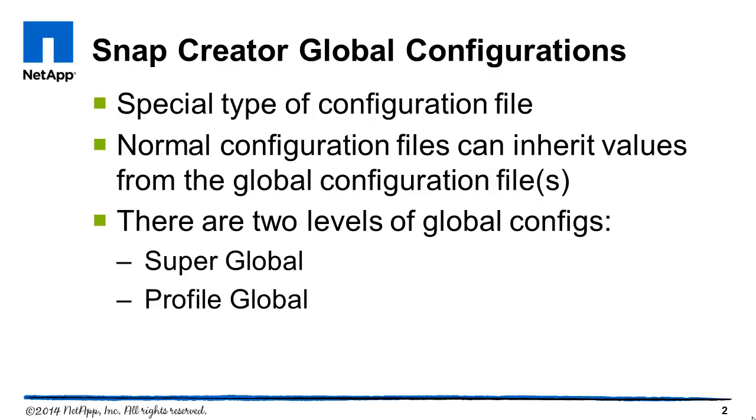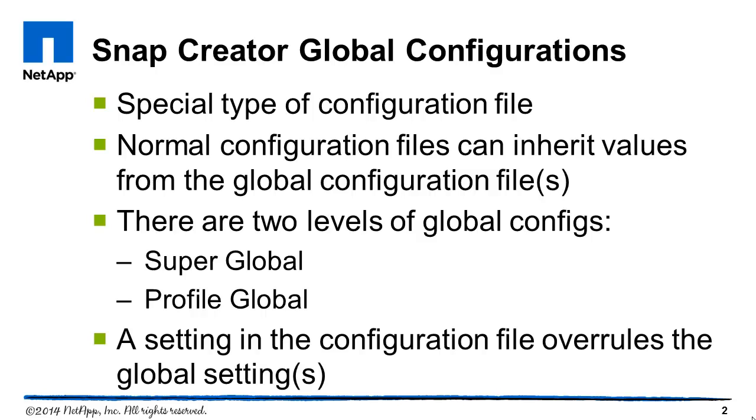There are two types of global configuration files available. A super global acts at the Snap Creator server level. All profiles in the Snap Creator environment can use this global configuration. A profile global acts at the profile level. In the case of a multi-tenant environment, each tenant can have a profile level global that points to their controller or storage virtual machine.